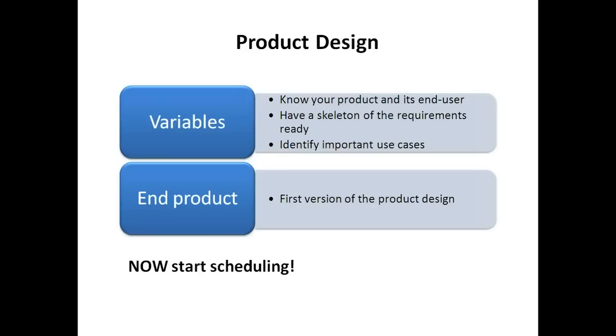Basically, in any product design phase, our variables are our product, and we need to know the knowledge about the product and its end users. If we are making an application, we need to know what we intend to do with that application, who we are targeting it at. Are we targeting it at kids? Are we targeting it at 60 plus people? Are we targeting it at just women? So these are our variables. We need to know what our product wants to do and who's going to use it.